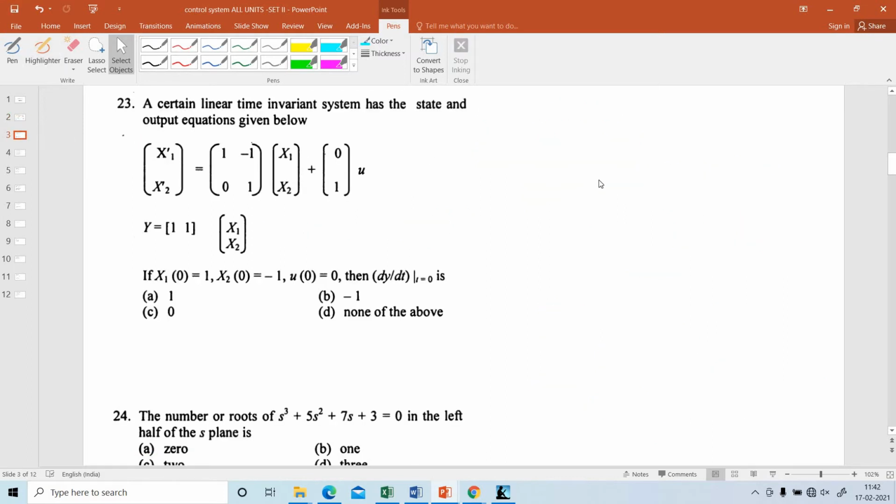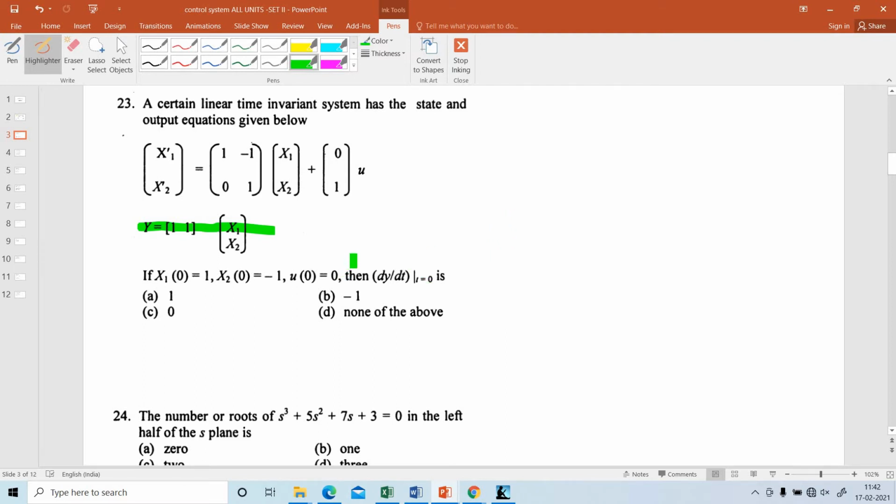Next I am going to explain the SET2 problem: a linear time invariant system has the state and output equations given below. x1 dot, x2 dot equal to the matrix 1 minus 1, 0 1 times x1, x2, plus 0 1 times u. Then y is equal to 1 1 times x1, x2. If x1 of 0 equal to 1, x2 of 0 equal to minus 1, u of 0 equal to 0, then dy by dt at t equal to 0 is.